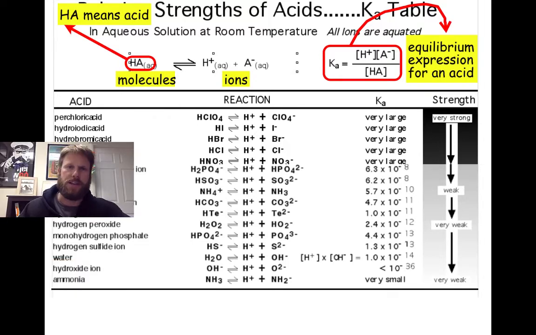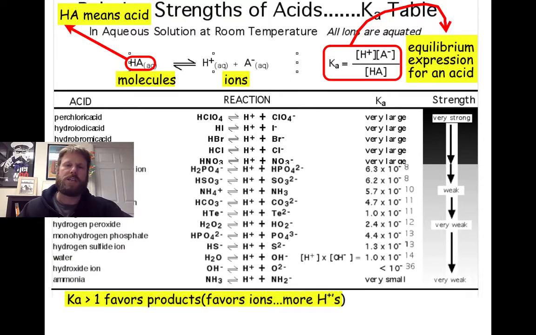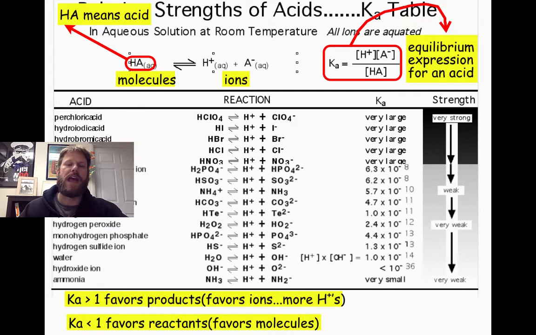So to summarize that, a large Ka greater than 1 means products are favored. You get more ions, more H+. A Ka less than 1 means reactants are favored. You have more molecules. You have less H+ in solution. Remember, H+ is the definition of an acid.